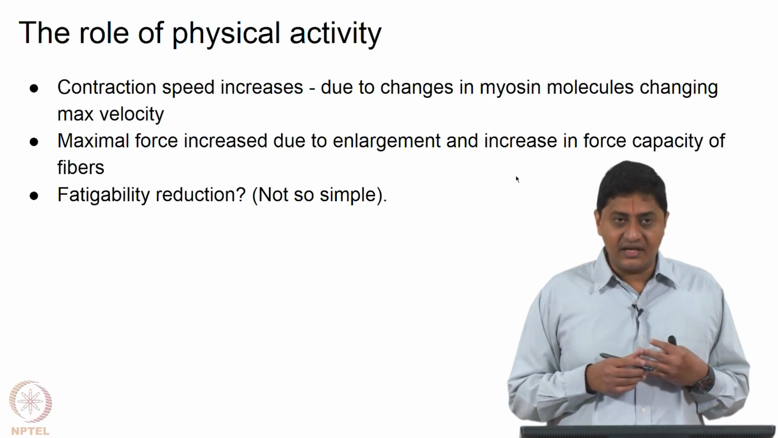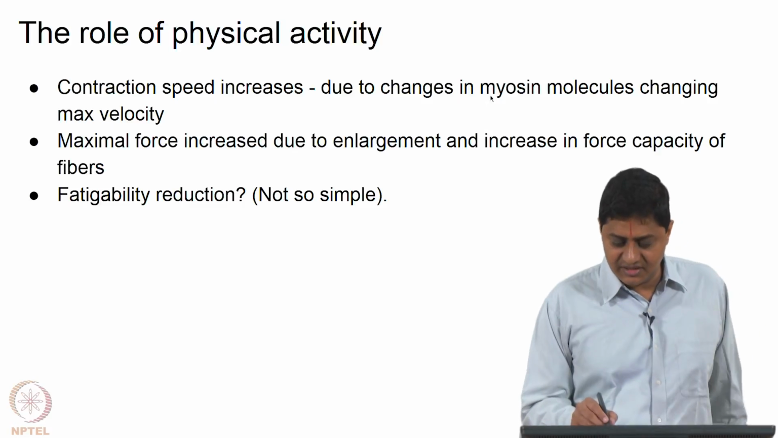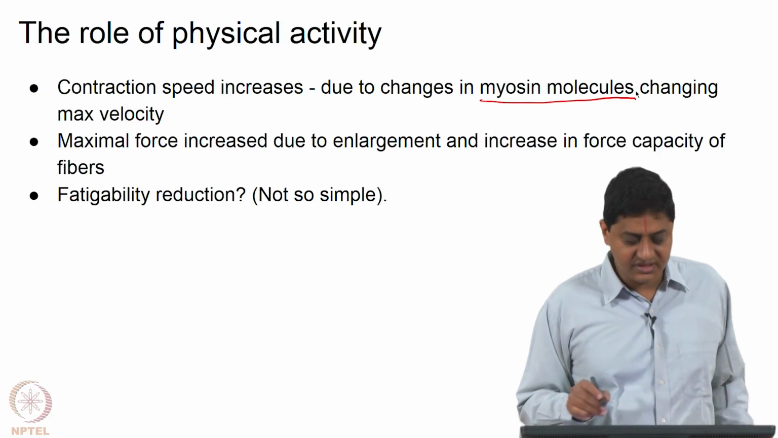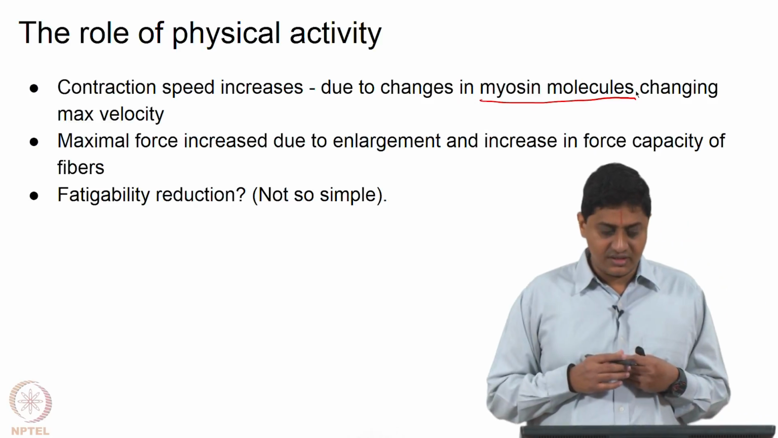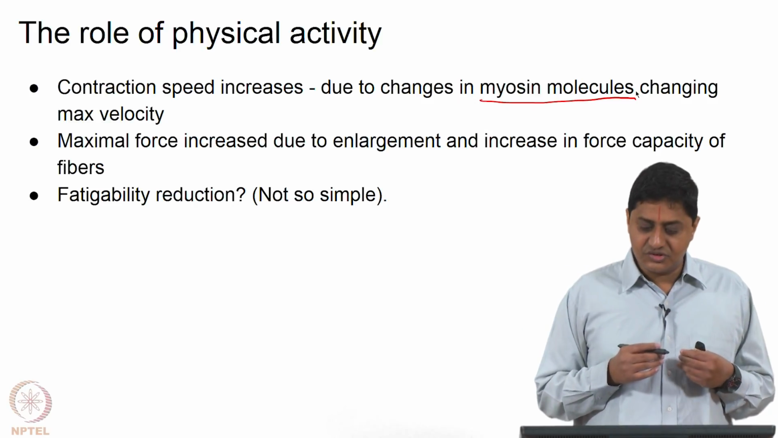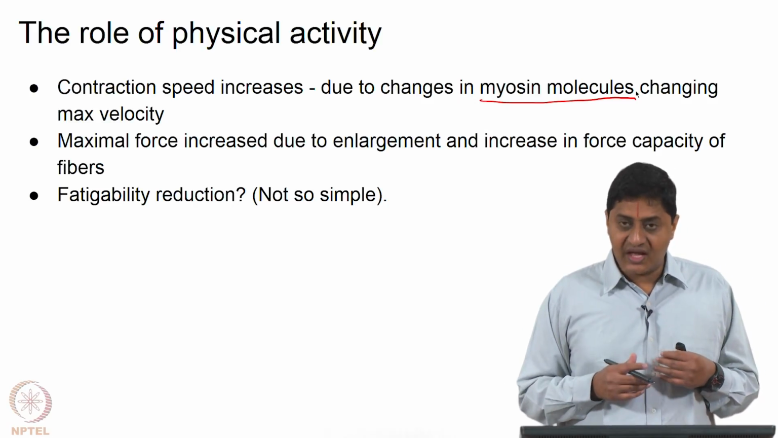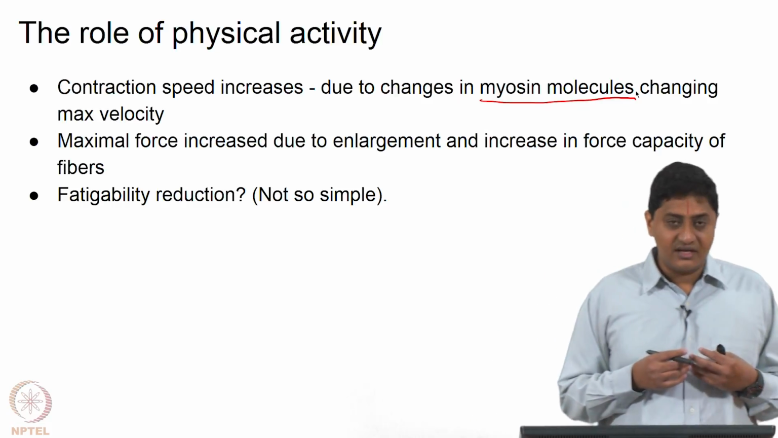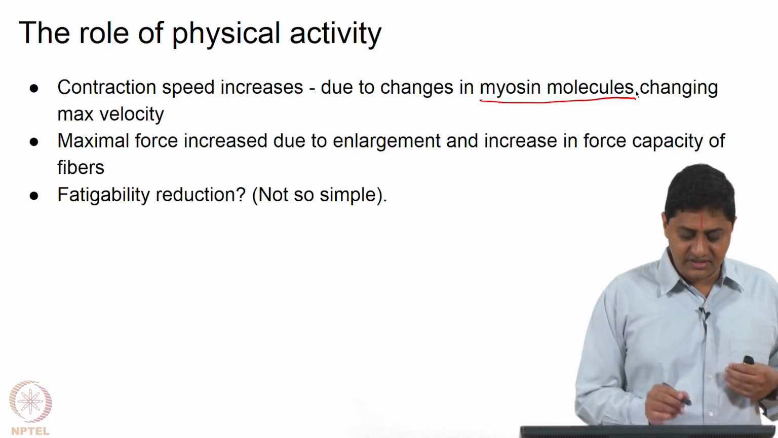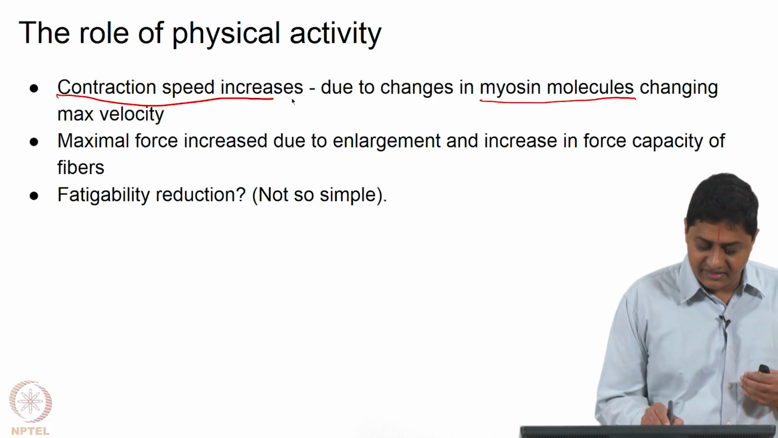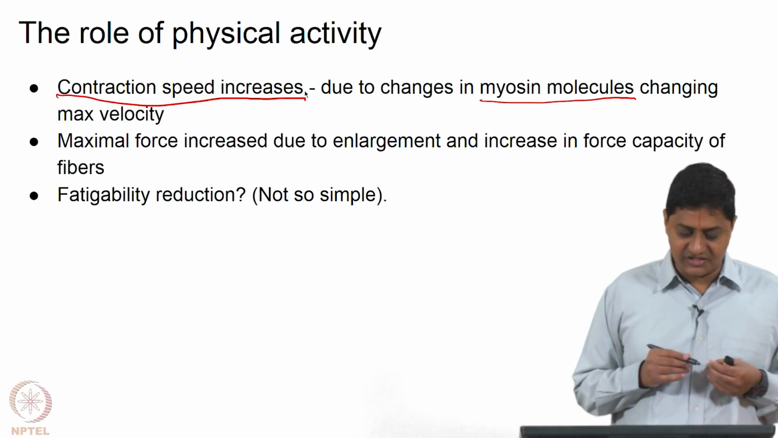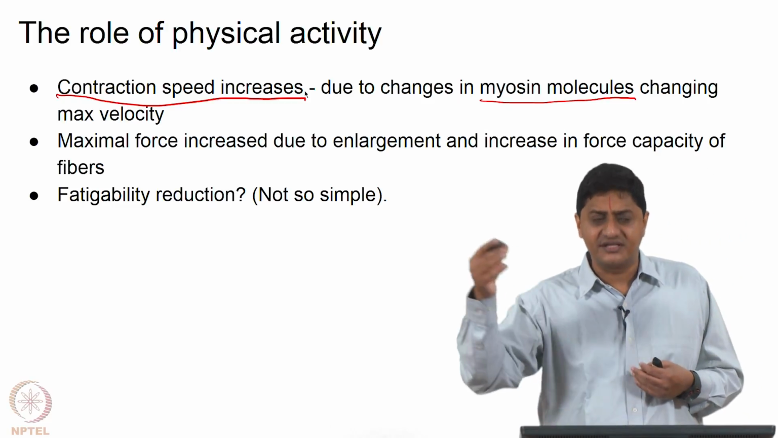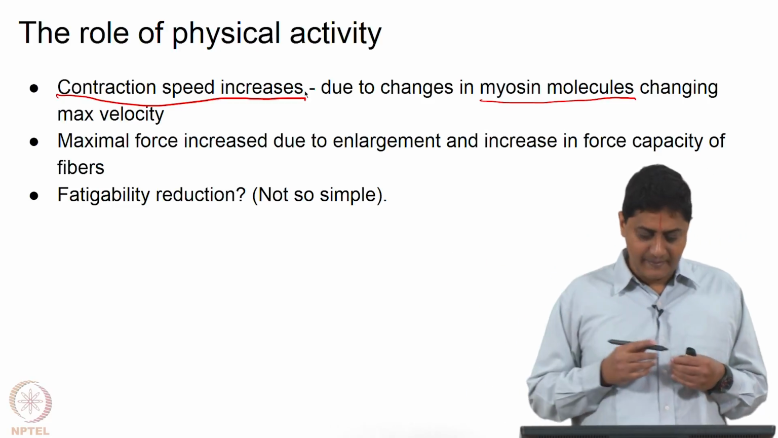This actually happens due to changes in the properties of myosin molecules, thus changing the maximum velocity. So, the myosin molecules have an enhanced response, causing a change in the maximum velocity, thus causing a desirable increase in the contraction speed. Of course, this is not going to keep on increasing forever, only up to some level.